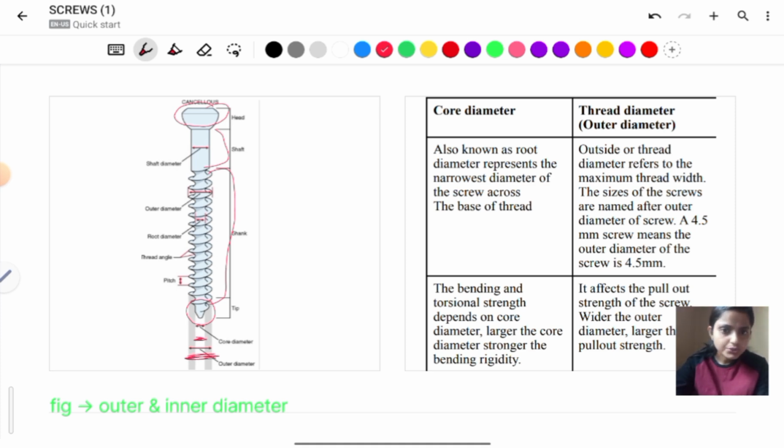Core diameter is also known as root diameter, and it represents the narrowest diameter of the screw across the base of the thread. The bending and torsional strength depend on the core diameter. The larger the core diameter, the stronger the bending rigidity.